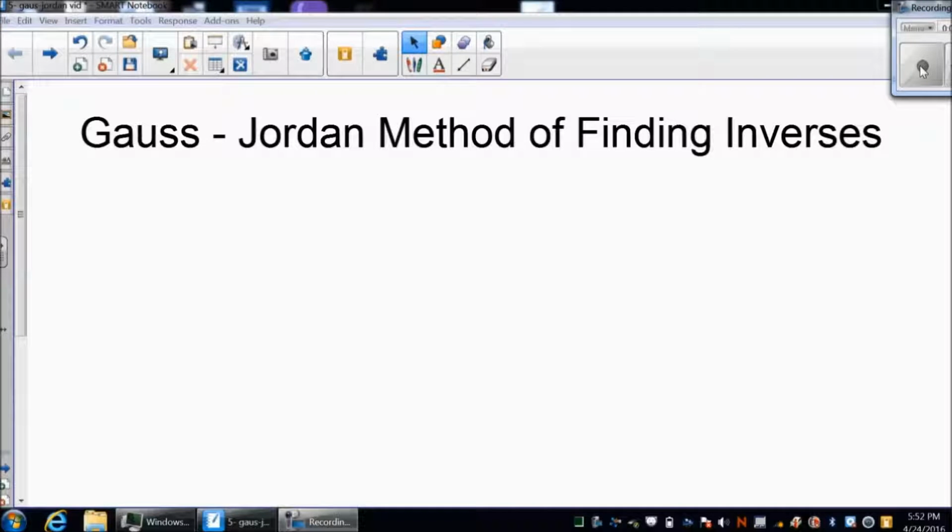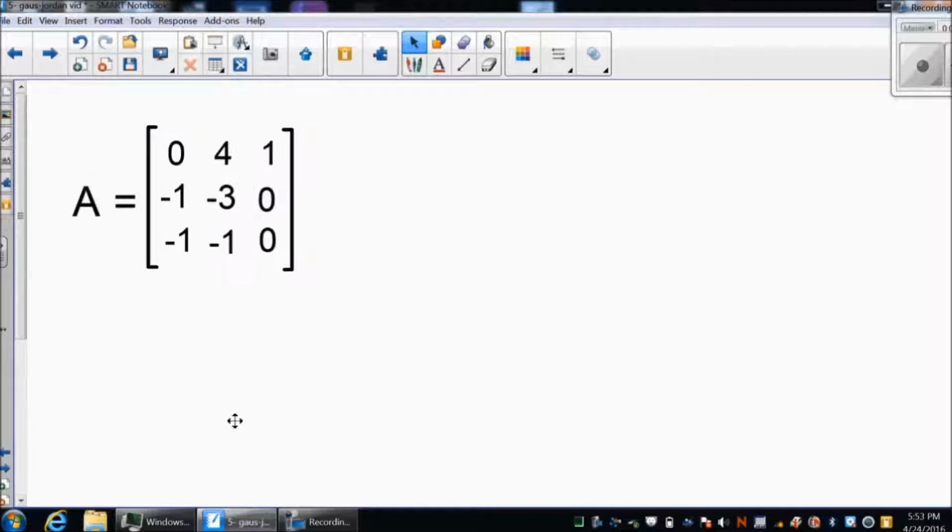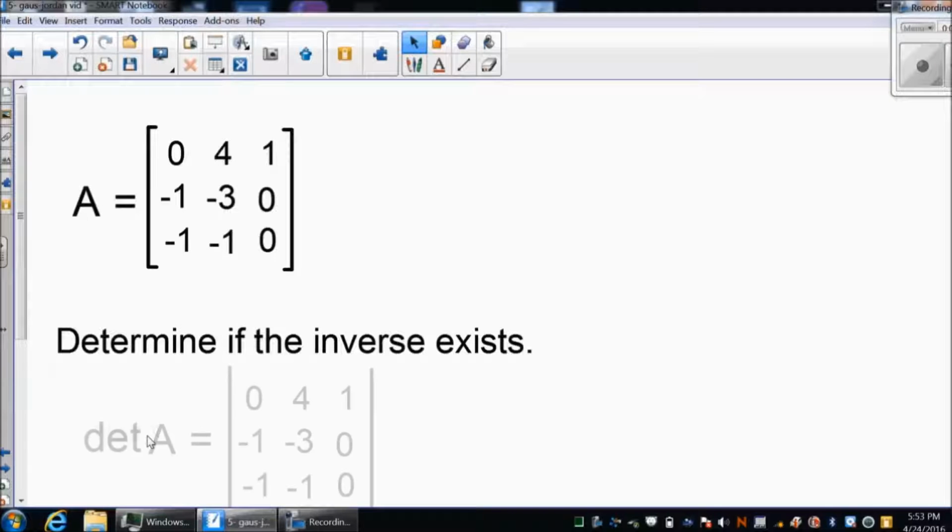Hello, this lesson is going to explain how to find the inverse of a 3 by 3 matrix using the Gauss-Jordan method. Our first step is to determine if an inverse exists, and we do that by calculating the determinant. Then we augment the matrix with the identity matrix and perform some scalar and/or row operations to convert the original matrix that will be on the left into the identity, and then the result on the right will be our inverse matrix.